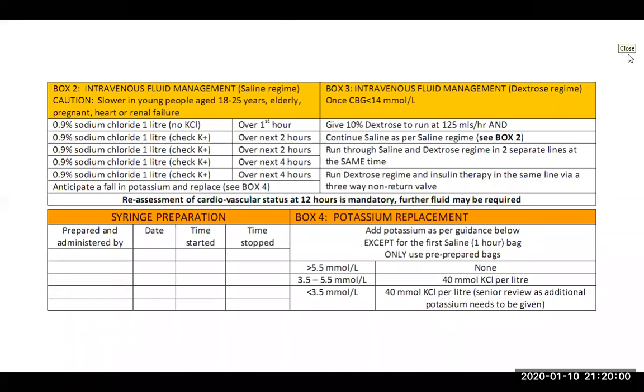Regarding potassium, I found this in an emergency book of endocrinology.